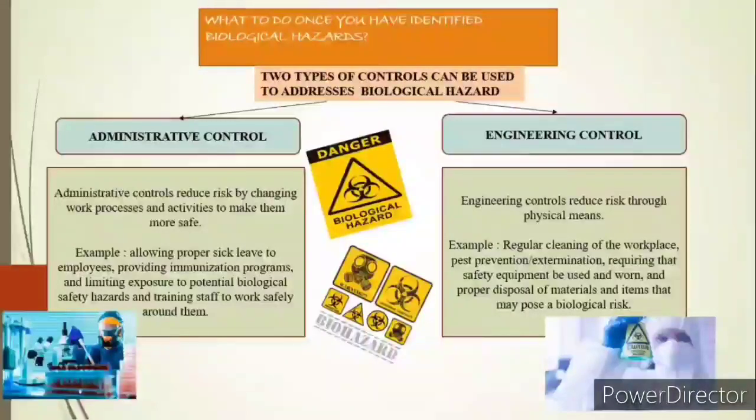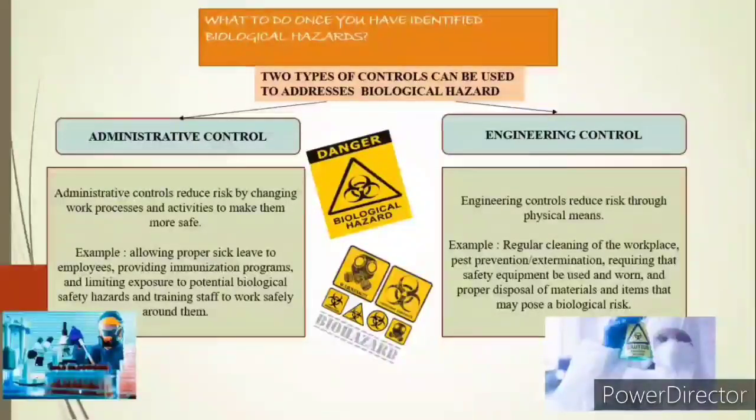For administrative control, we can reduce risk by changing work processes and activities to make them safer. For example, we can allow proper sick leave for employees, provide education programs, limit exposure to potential biological safety hazards, and train staff to work safely around them. The second one is engineering control. Engineering control reduces risk through physical means.